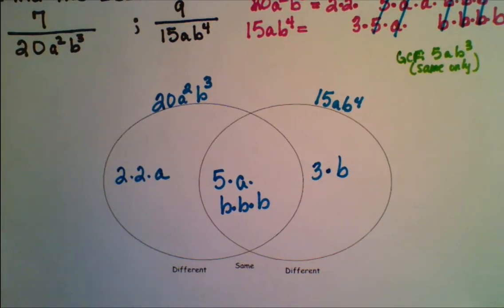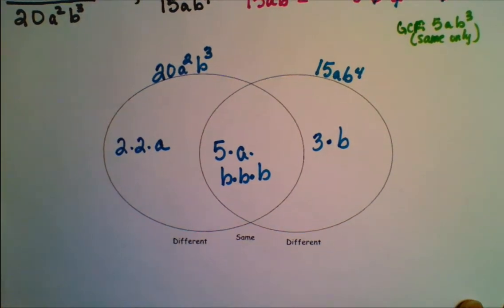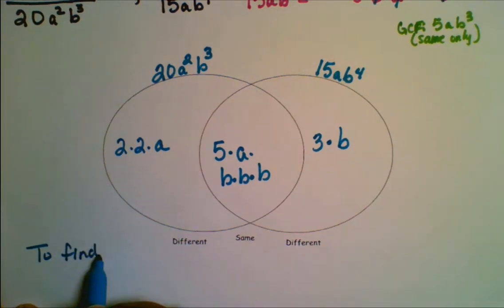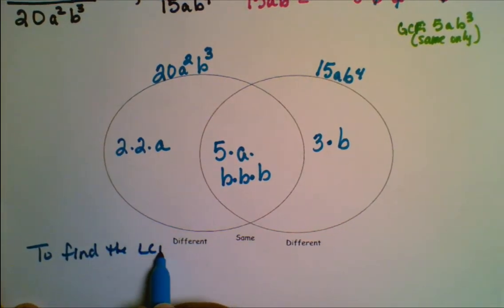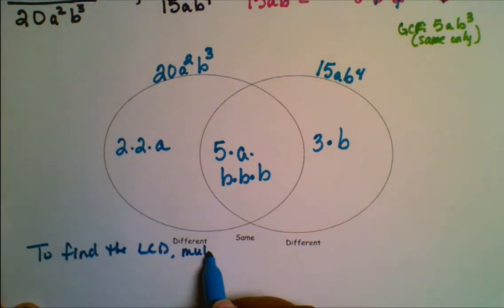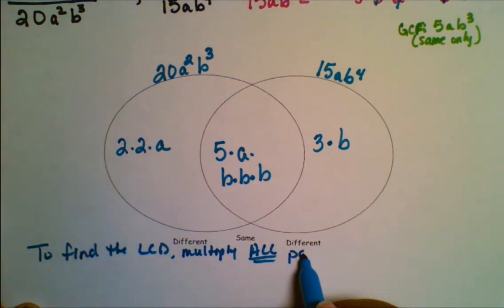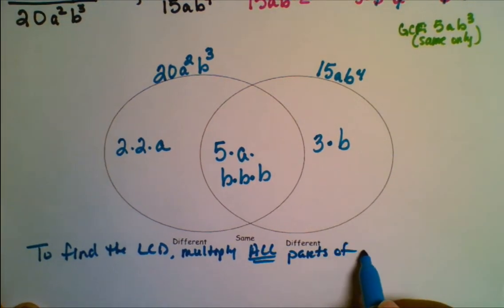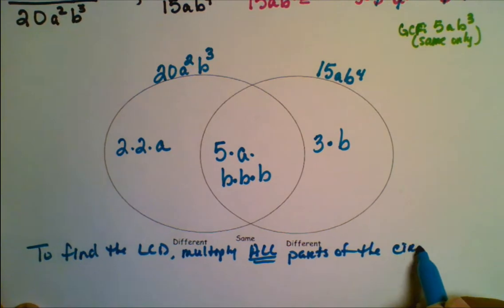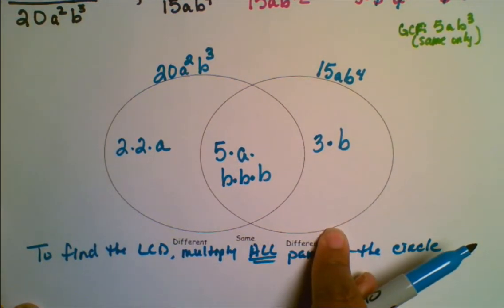All right, so look at all the factors that we have. To find the LCD, multiply all parts of the circle. All parts. What's the same and what's different.